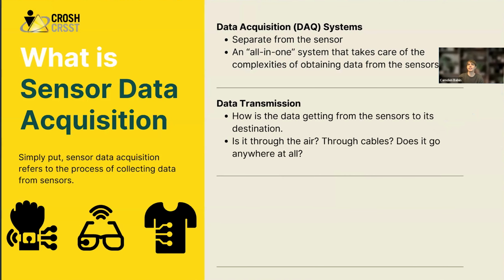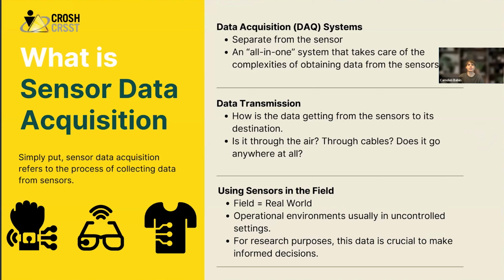Another important aspect is data transmission, and this deals with how the data is getting from the sensors to its destination. You have to think about where the data is going to be stored. How is it going to get there? Will it be wirelessly or through cables, or does it need to go anywhere at all?